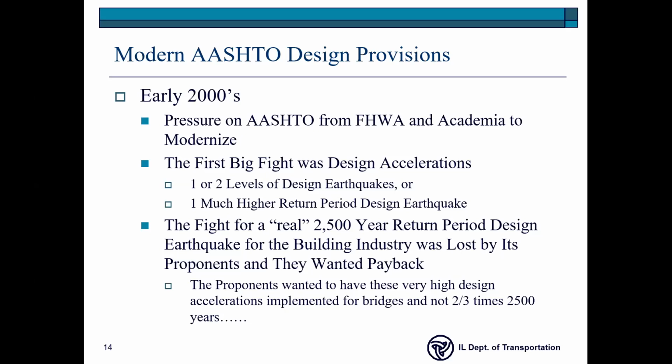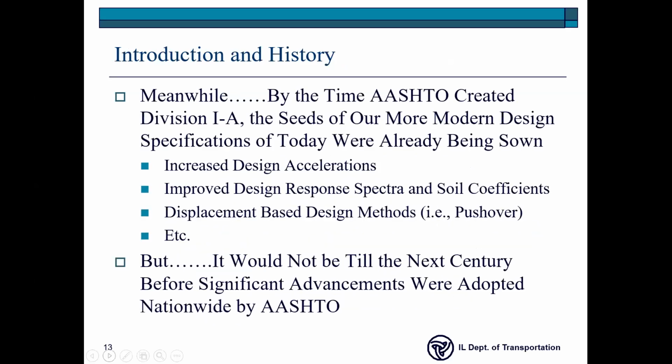Well, it turns out that those building folks, the folks that wanted that, they were defeated, and they were very, very angry about that, okay? Because what actually made it into the building codes was not 2,500 year return period, but what we used to term as 2/3 times 2,500. And in probability terms, 2/3 times 2,500 year return period really kind of equals 1,000 years. And it has to do with probabilities about why that is. So they didn't get what they wanted. And so when they didn't get it with buildings, they were trying to get it with the bridges. Okay.